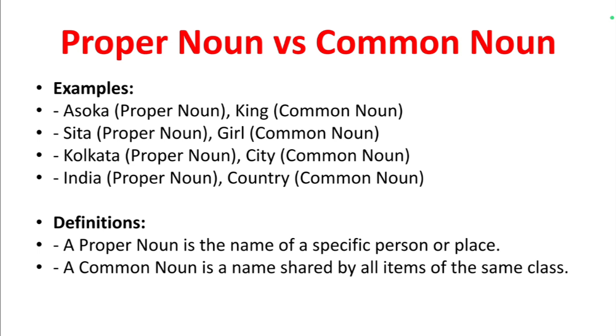We can take another example: Kajal is a proper noun. Kolkata is a proper noun, but city is a common noun; Kolkata, Mumbai, Hyderabad are proper nouns. India is a proper noun, but country is a common noun. So countries are common nouns. I hope you understand properly.